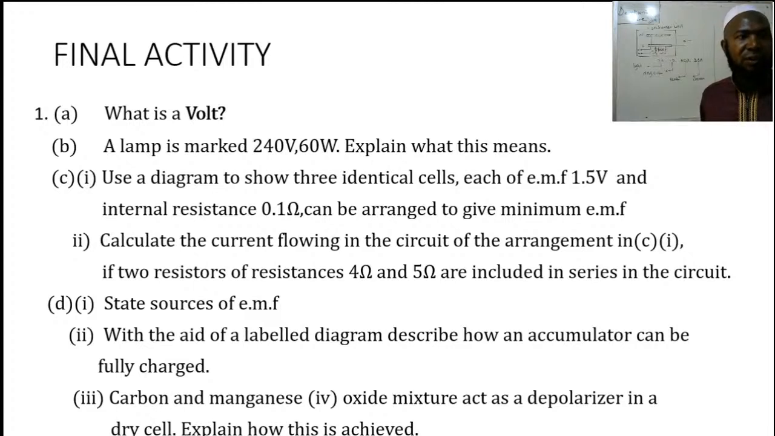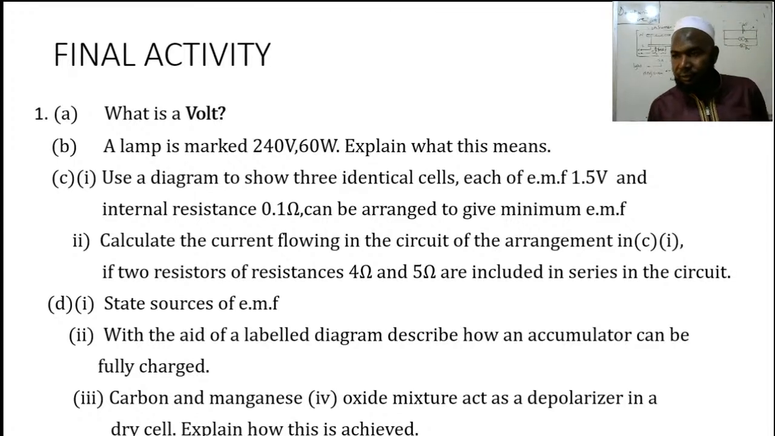If 2 resistors of 4 and 5 ohm are connected in series in the circuit. Give any 2 sources of EMF. I think they said test sources, but you can give any 2 sources of EMF. Then with the aid of a diagram, describe how an accumulator can be fully charged. Roman 3, carbon and manganese oxide mixed act as a depolarizer in a dry cell. Explain how this is achieved.